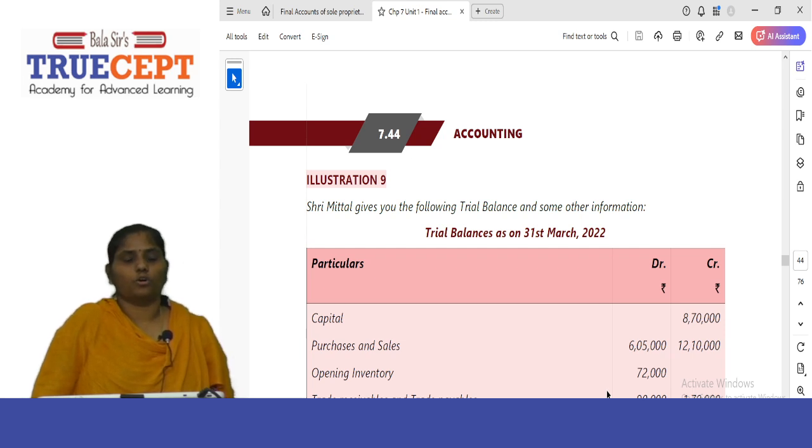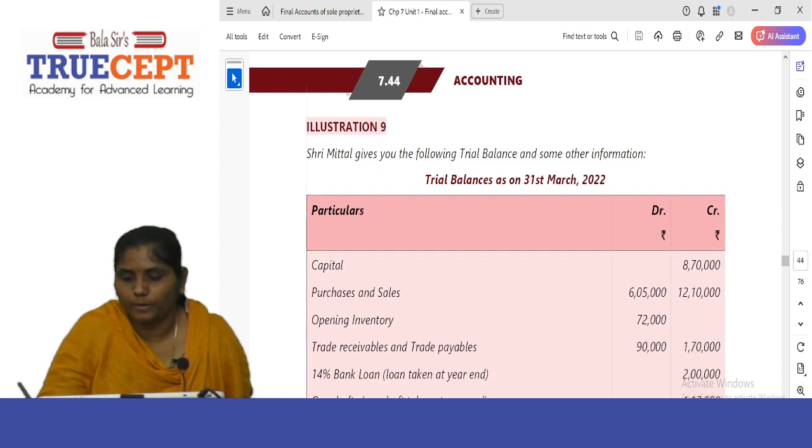Okay. So far we did 3 sums in the handout. Question number 1, 6 and 2. Now we are going to do sum from your study material. From your study material, chapter number 7, unit number 1, we solved I think 1 or 2 illustrations already. In that illustration number 9 we are going to solve. It's also a preparation of final accounts.